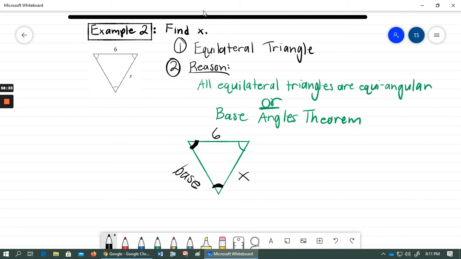If you wanted to use the base angles theorem as your reasoning here, instead of the fact that all equilateral triangles are equiangular, that's true as well. But with the base angles theorem, or the converse of the base angles theorem, we know that if we've got two base angles that are congruent, then those two sides that are opposite from those base angles will also be congruent to each other.